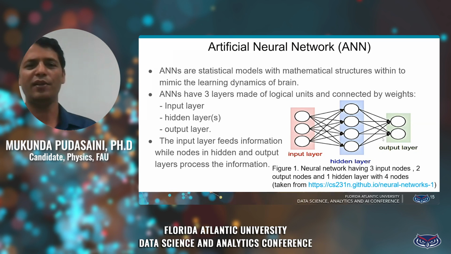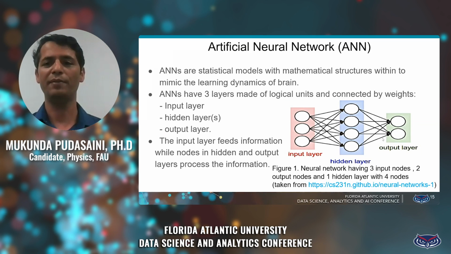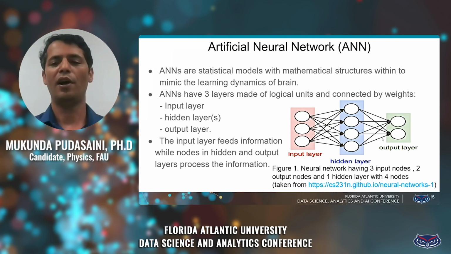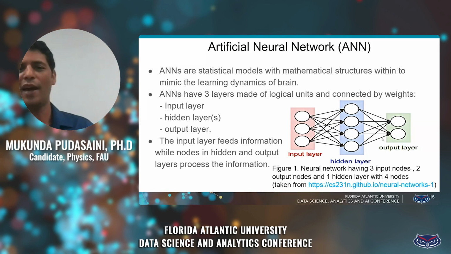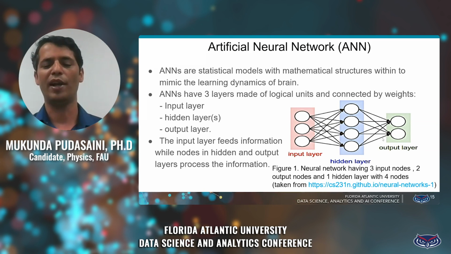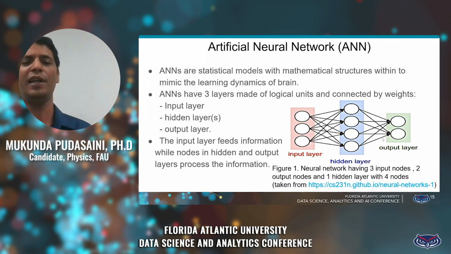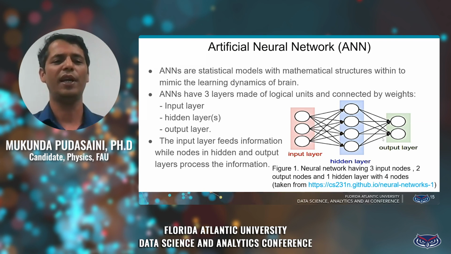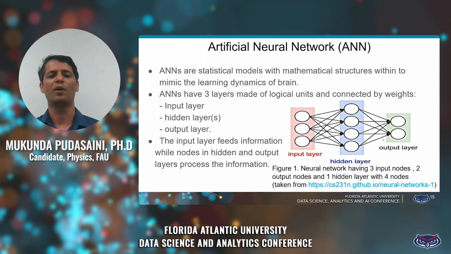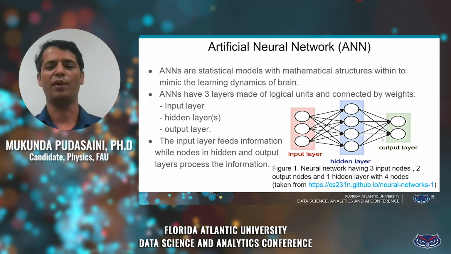Let's move to the artificial neural network. Artificial neural networks are statistical models with mathematical structures within to mimic the learning dynamics of the brain. ANNs have 3 layers which are made up of logical units, and they are connected with one another by weights. The 3 layers of logical units are the input layer, hidden layer, and output layer. The input layer feeds the information, while nodes in the hidden and output layers process the information.